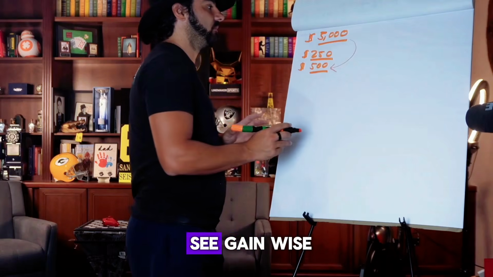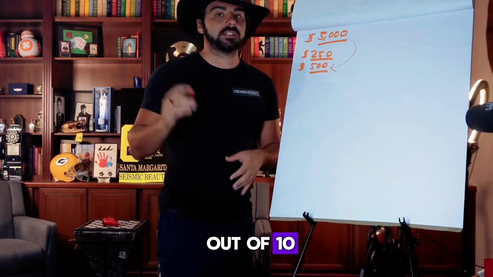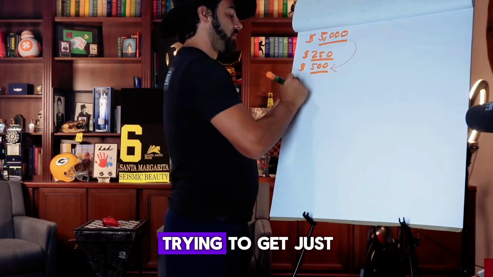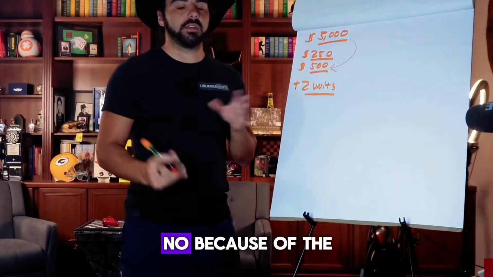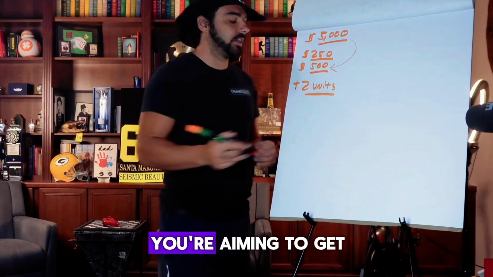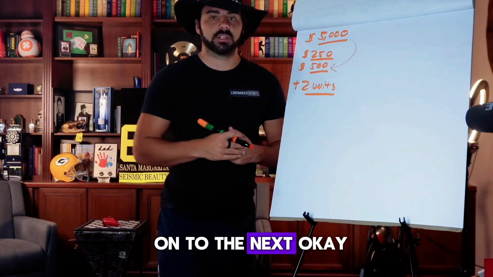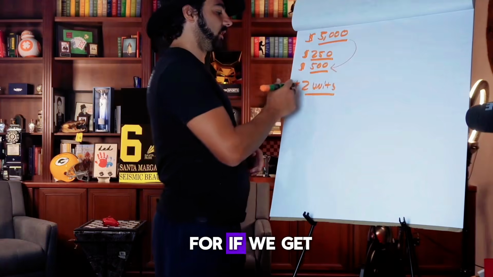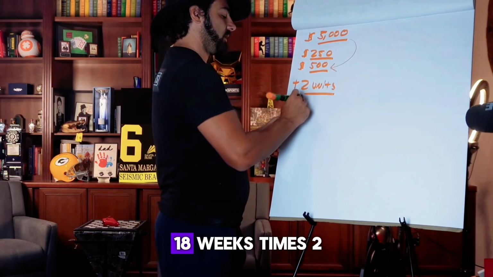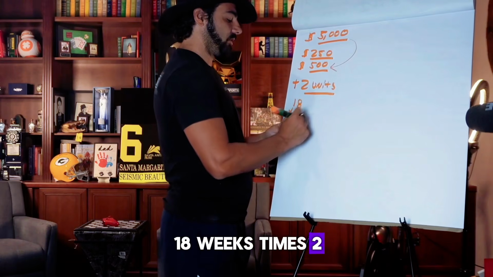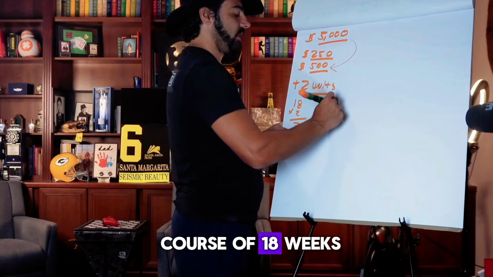So what you will see, gain-wise, you're aiming to get out of that 8 out of 10 every week that you could hit, trying to get just 2 units out of that. Now I know you're saying, oh, well, I'm hitting 8 out of 10. Shouldn't I get more than that? No, because of the odds that you'll be playing, you're aiming to get 2 units. If you can get 2 units out of a Sunday, you're good to move on to the next. That's what we're aiming for. If we get 2 units every Sunday, guess what? That's going to add up to what? 18 weeks times 2, 36 units over the course of 18 weeks.